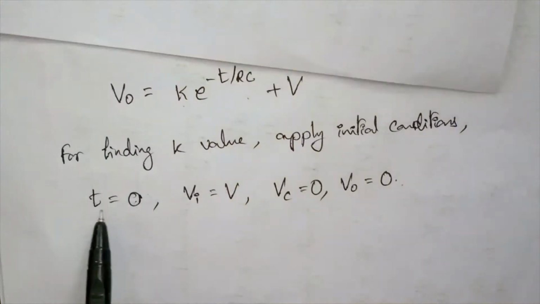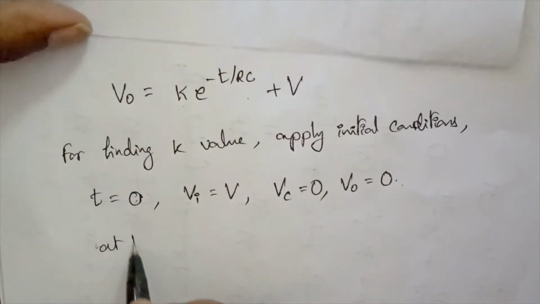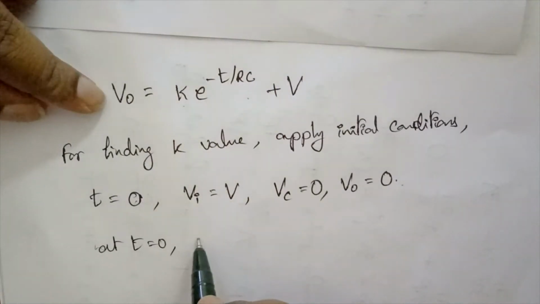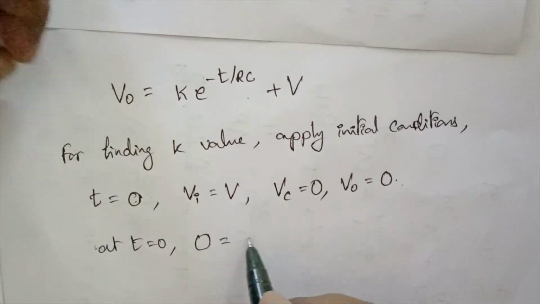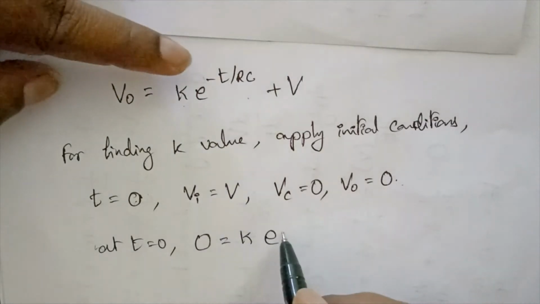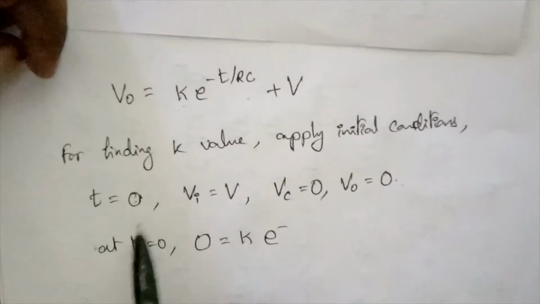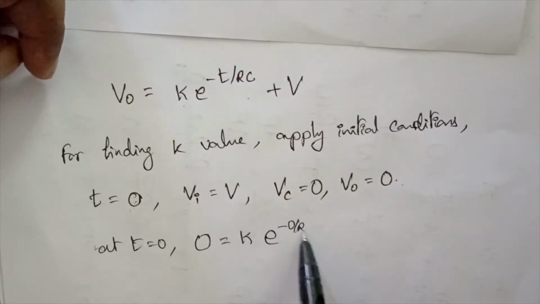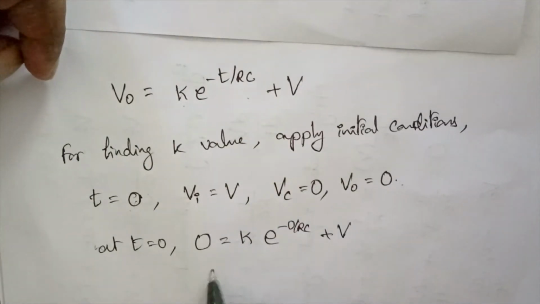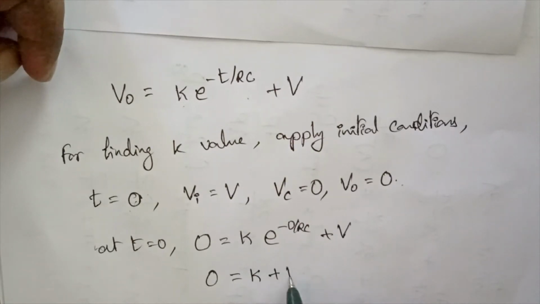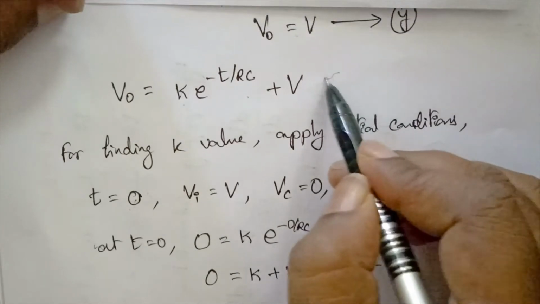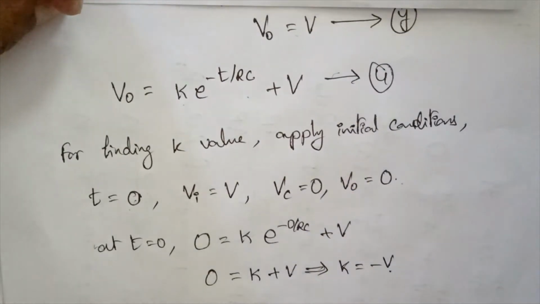Now substitute that value. At t equal to 0, V0 is 0, equal to k into e power minus t by RC, where t is 0, plus V. Therefore it becomes 0 is equal to k into e power 0, which is 1, plus V. So we are getting the k value as minus V.